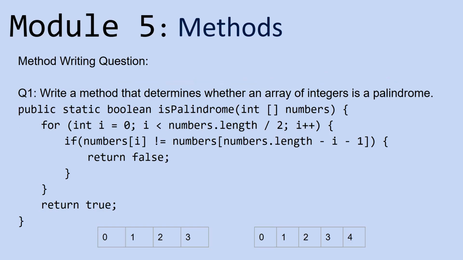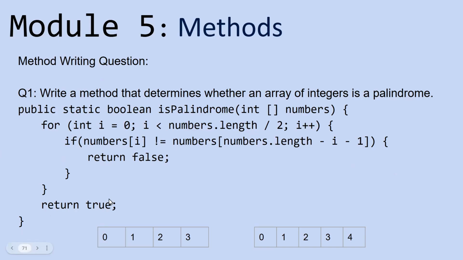All right, so it starts at int i equals 0, goes through i less than numbers.length divided by 2, and then i plus plus, and then it just checks if numbers[i] is not equal to numbers[numbers.length - i - 1]. And if that condition is true, it returns false. And after the for loop has run, if it hasn't already returned false, it'll return true.